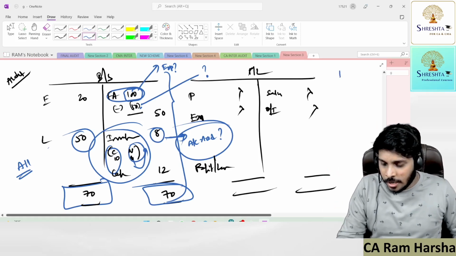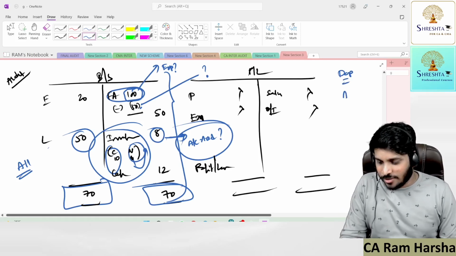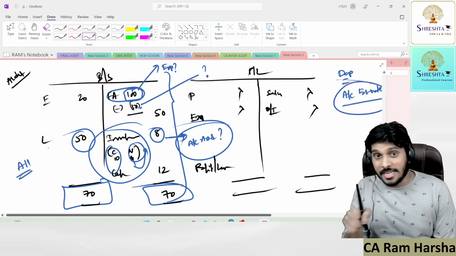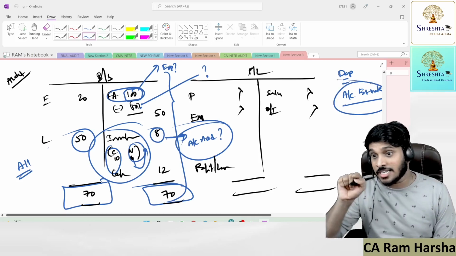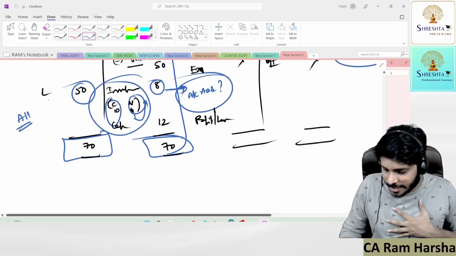You might have heard in CA Foundation or somewhere that depreciation is an accounting estimate. Yes or no? Depreciation is an accounting estimate. For this accounting estimate, I need to check whether it is reasonable or not. Sir, what do you mean by a reasonable accounting estimate?